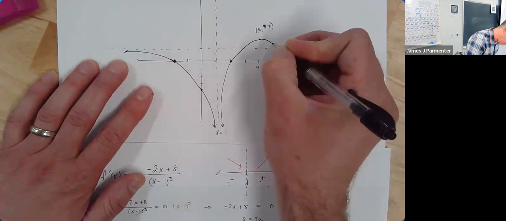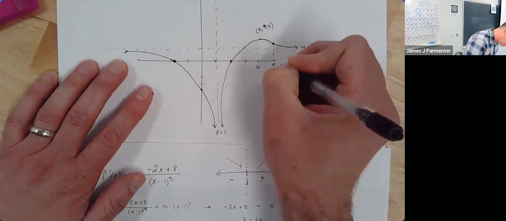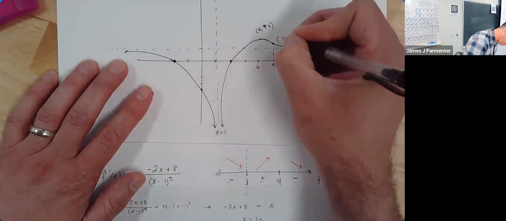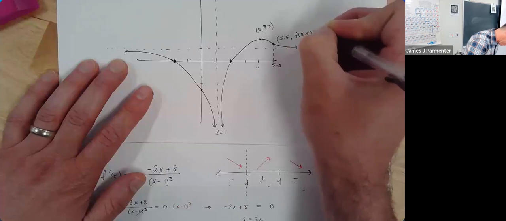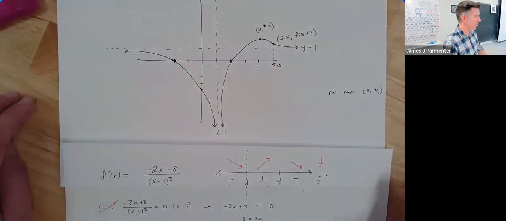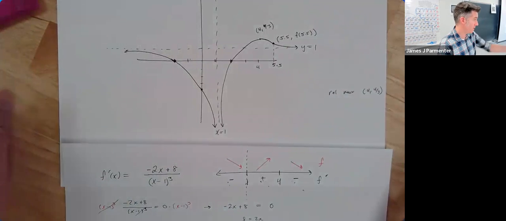And right there, that's my concavity point, my inflection point, sorry. 5.5, comma, whatever f of 5.5 is. I would actually label it that way unless I had gone back and found the value. That's the graph.